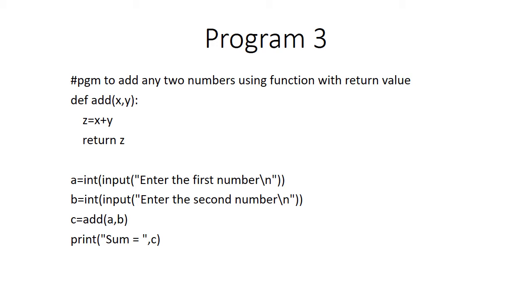There z is equal to x plus y, and the value of z is returned to the place from where it is called, returned to the main program. So return z will be exactly there, from where the function is called. So now c is equal to z, and after that, print c.